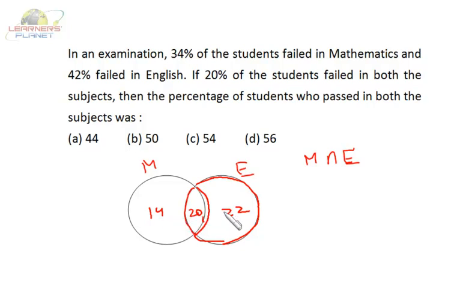Okay, so in all 14 plus 20, that is 34, plus 22. So 34 plus 22, that is 56 students, or we can say 56% of the students are failed. So remaining 44% students are passed in both the subjects. I hope you are clear. Let's take 2-3 more problems of the similar concept.